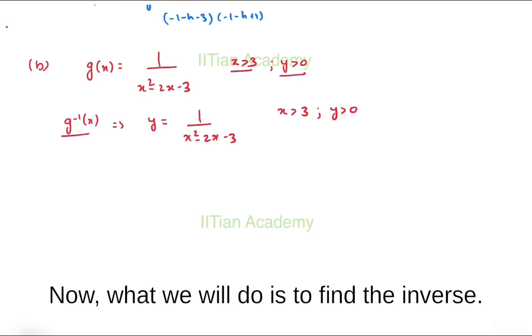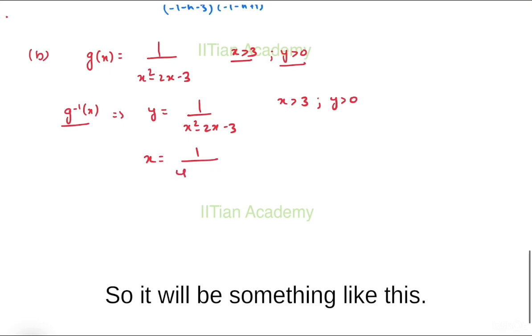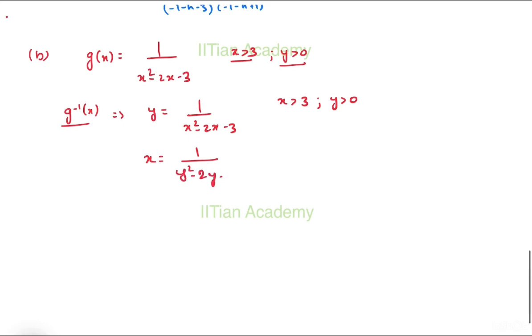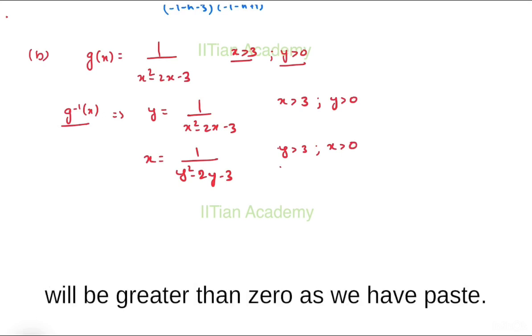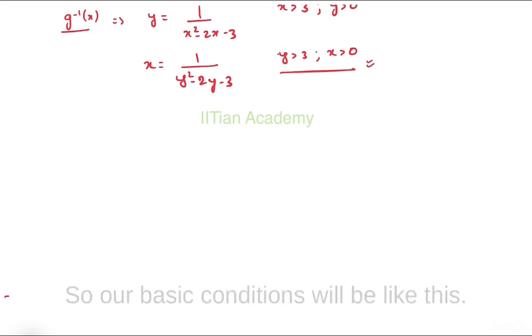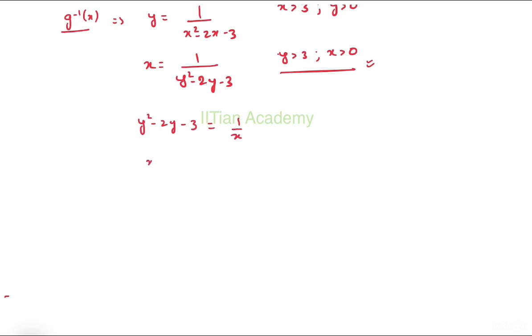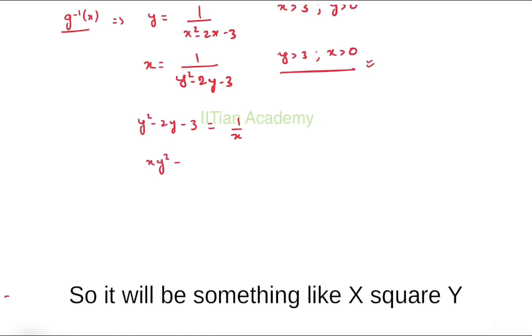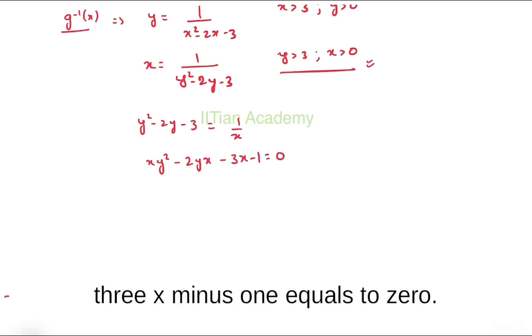Now to find the inverse, we will replace x with y and y with x. So it will be something like this. And here y will be greater than 3 and x will be greater than 0 as we have replaced. So our basic conditions will be like this. So let us try to find the value of y in terms of x. So it will be something like x y square minus 2yx minus 3x minus 1 equals to 0.